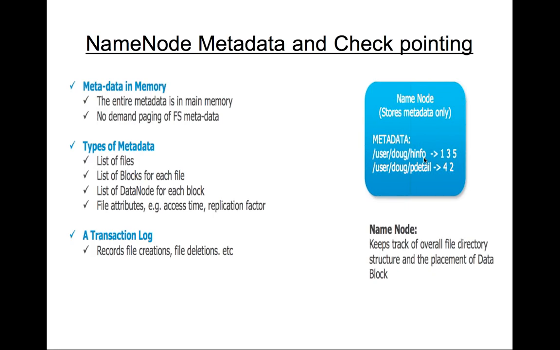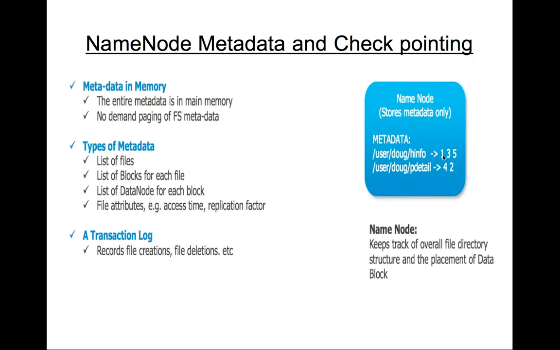What does it mean? Let's say you have a file hinfo, how will that file be stored in the NameNode? It will have the name of the file, the permissions, who is the owner, and the blocks mapped to it, right? So this is one kind of metadata.